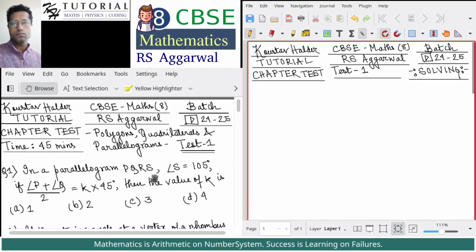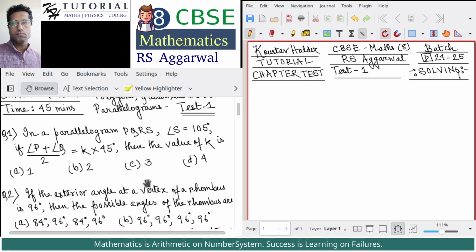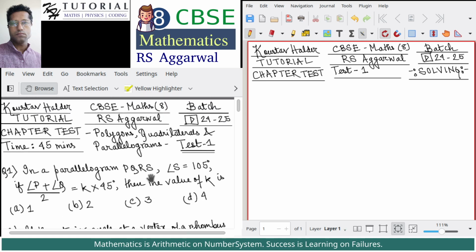I have the chapter test number 1 problems on the left hand side. I hope the fonts are big enough so that you can read them properly. The link of the PDF of this problem set will be given in the description below. Always try to give the test and solve the problems yourself. Ideally, you should be able to solve the 10 MCQ problems in 45 minutes. If you are stuck at any problem or you want to see my solution, then please do watch this video.